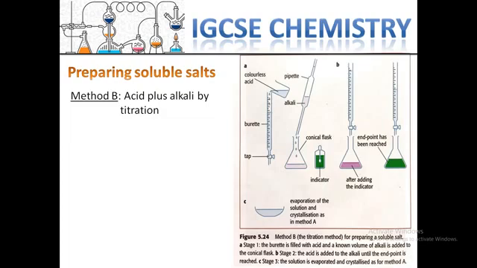Also you need to put some indicator into the conical flask with the alkali. What does the indicator help you with? It will show you, when you add the acid to your alkali, the end point.